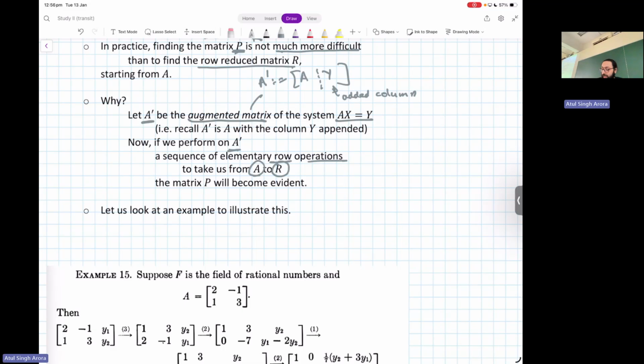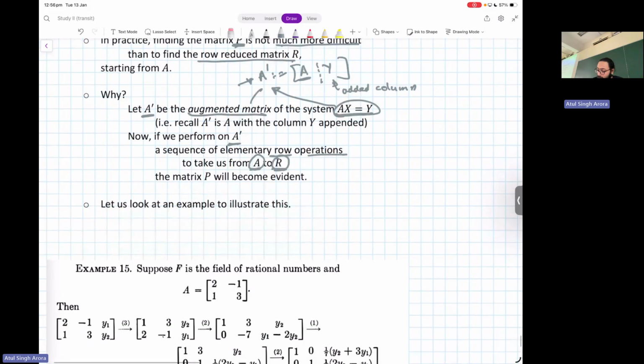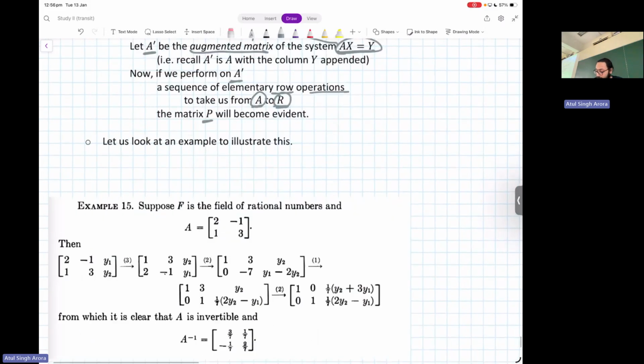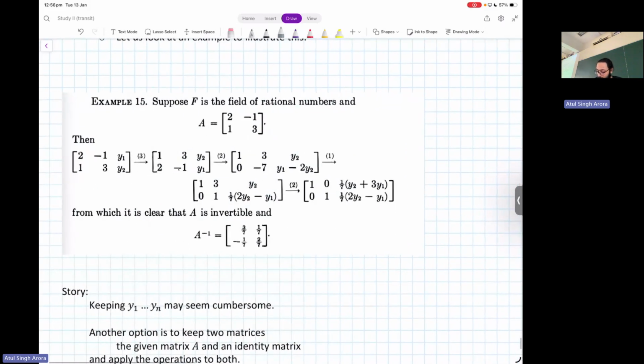So we start with capital A. We want to solve Ax equals y. We construct this augmented matrix A prime. Whatever operations we were going to apply to take A to its row reduced echelon form, we apply them directly to A prime. Remember these are row operations, so if you add a few columns, you just apply the same operation on those columns too. Does it make sense? And then when we do this, matrix P will become evident. So let's go through an example quickly and hopefully it will make sense.